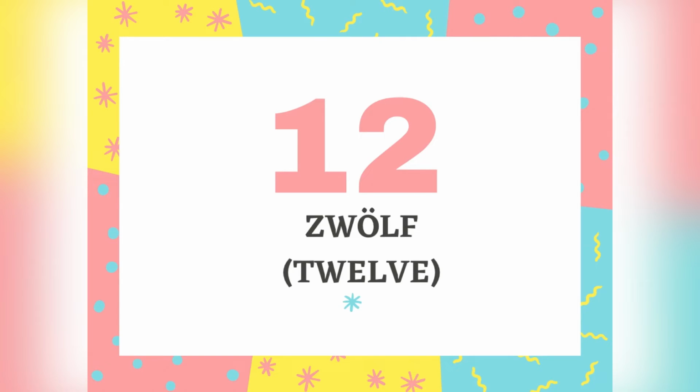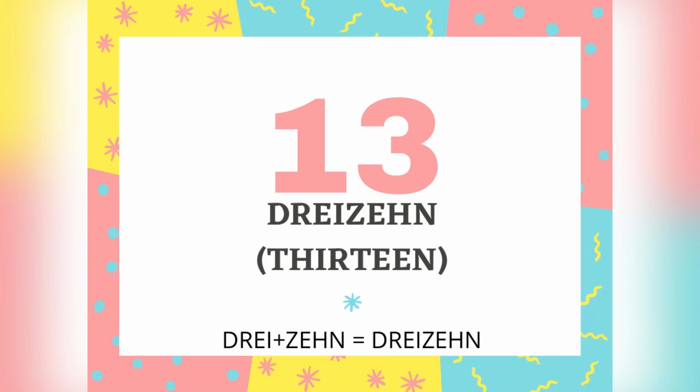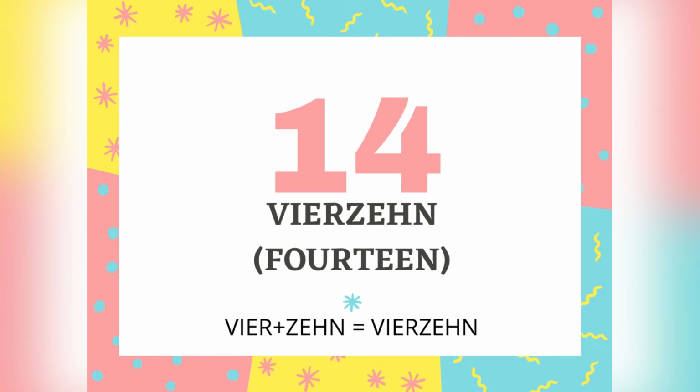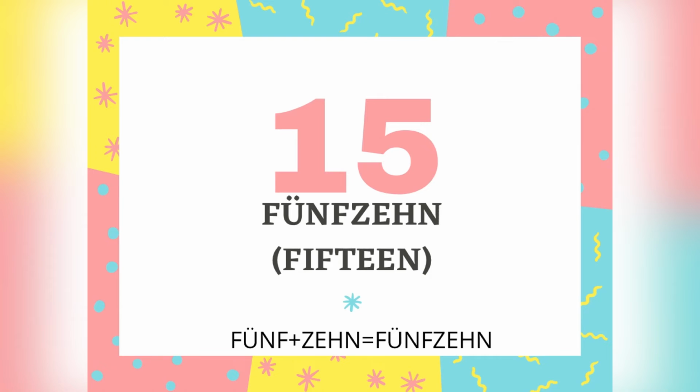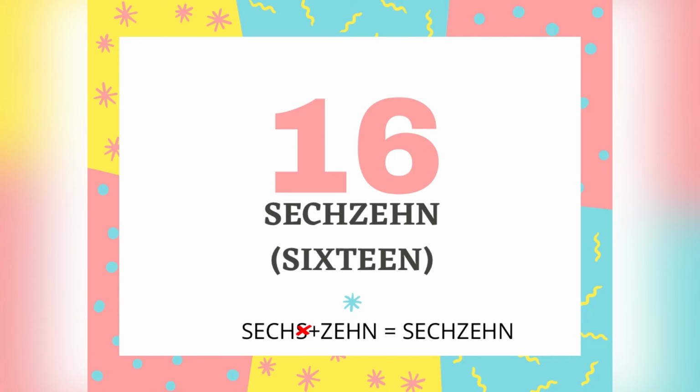Zwölf. It is 12 in German. Now from 13 to 19 the numbers are very easy. Drei and zehn, it's 13. It is 13 in German. Similarly, vier and zehn, 14. Fünf and zehn, 15. It is 15 in German. Sechs and zehn is 16.